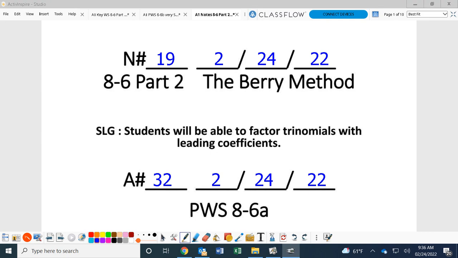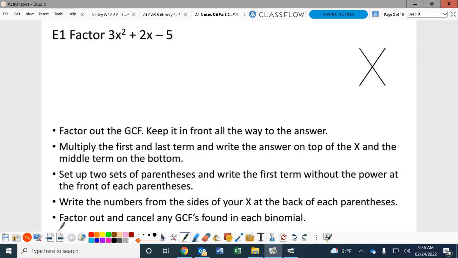And they are going to have a number in front, called a coefficient, remember, the leading coefficient, okay? And we're going to be using this method called the Berry method. Guys, the Berry method is based on the diamonds. It's based on the x's. I have written out a step-by-step way that you go through this because this is one that is so important. I wanted you to have every detail. So we are going to go through this process together.